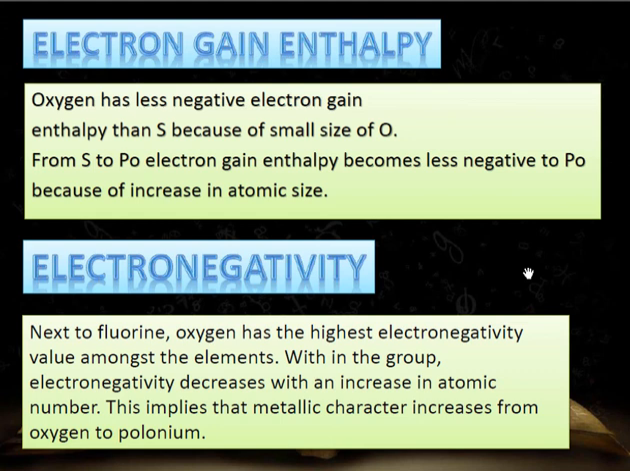Okay. Now electronegativity. Next to fluorine, oxygen has the highest electronegativity value amongst the elements within the group. Electronegativity decreases with an increase in atomic number. This implies that metallic character increases from oxygen to polonium. Electronegativity, what is it? You can understand easily.